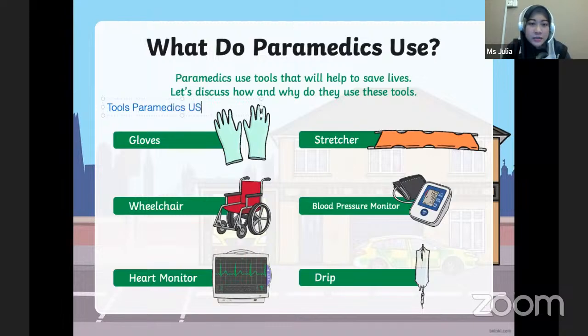Paramedics use. Okay, when you're done, tell teacher. Okay, write it down. This one, so tools paramedics use, and then this, all of this. Then we'll discuss.